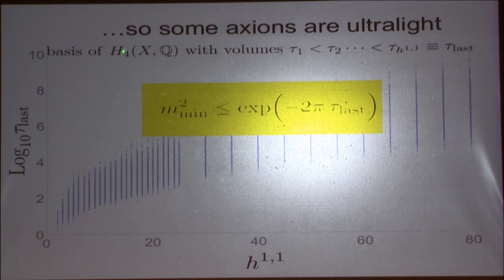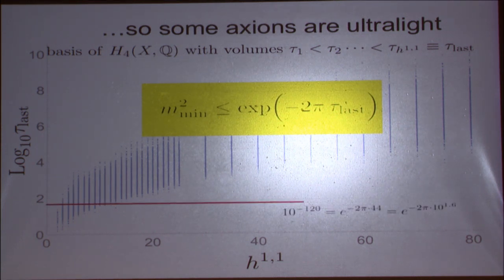The reason I specified a basis is to think about the H11 axions and H11 basis elements. If I've given you only H11 minus 1 of the basis elements and given you an instanton on each of those, there's going to be a massless axion. There's one linear combination of the axion fields that's not given any potential whatsoever. If I now add one more basis element, one more divisor, and put a Euclidean brane on it, and it has some volume tau last, well, the last axion that was massless before now gets a mass, but its mass is e to the minus 2 pi tau last.